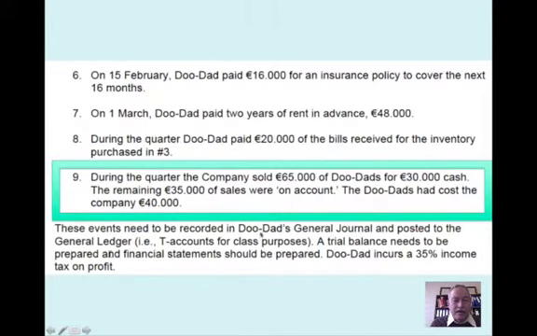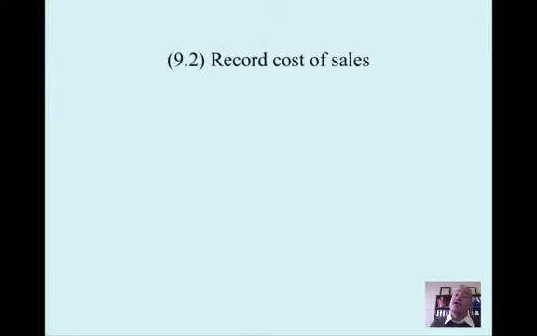Now, if we go back here to the question, it says the doodads had cost the company $40,000. Well, we had all of these doodads in our warehouse, and now we put them on the truck and delivered them. We don't have that asset, that inventory anymore. It is used up. So we need to record that part of it. And this is the matching part. So we recognize the revenue when it's earned, and we recognize the expense when it's used up. We try to relate that expense to the revenue in the period of the revenue. That's the matching notion. So record the cost of sales.